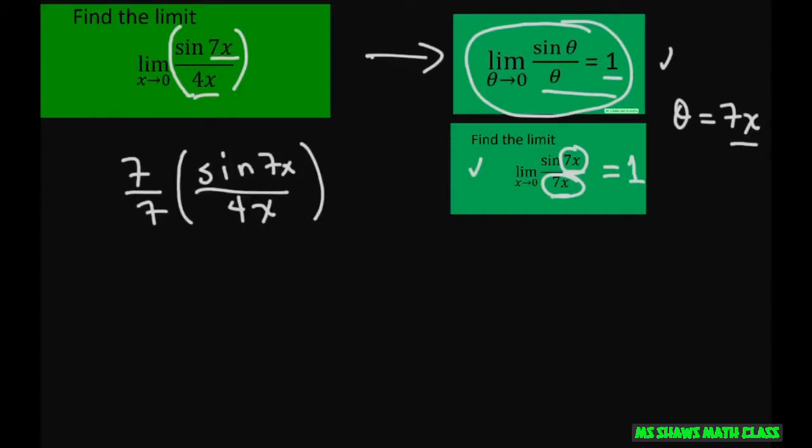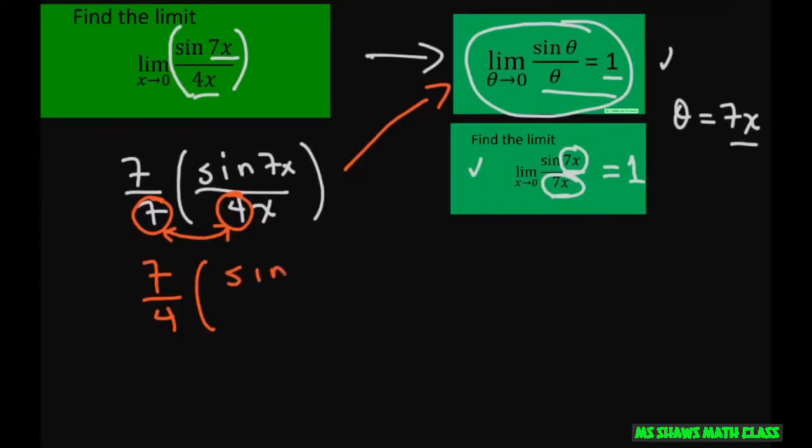Now it still doesn't look like this equation here, so I'm going to switch these around. If you multiply these two, that's 28. But what I can do is write this as 7 divided by 4, and then I'm switching the 7 and the 4. Sine of 7x divided by 7x. So we have this in front.